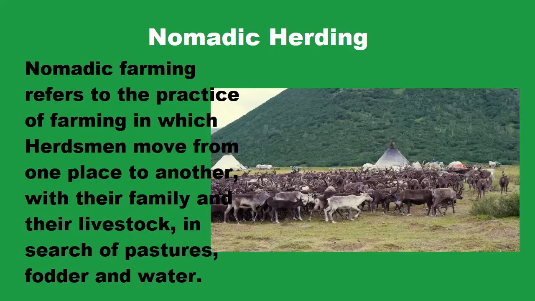Nomadic herding is practiced in the arid and semi-arid regions of the Sahara in Africa, Central Asia and some parts of India like Rajasthan and Jammu and Kashmir. Camels, sheep, yaks and goats are the animals that are commonly reared. These animals provide milk, meat, wool, hides and other products.